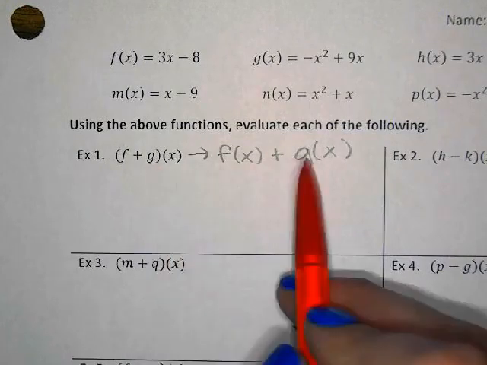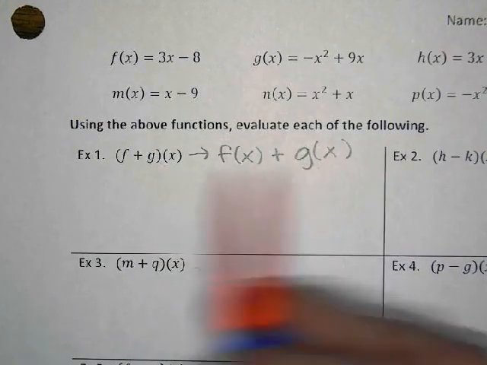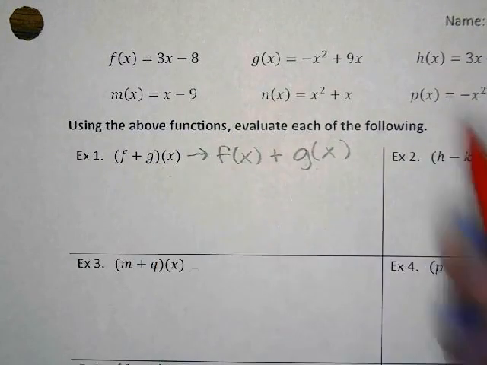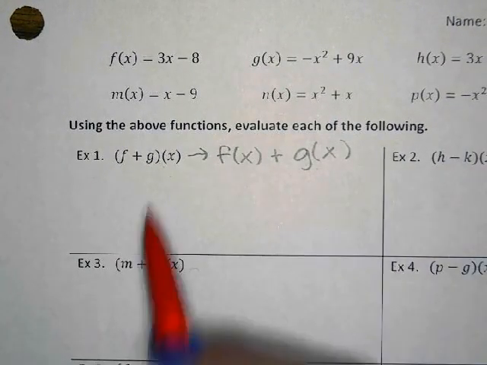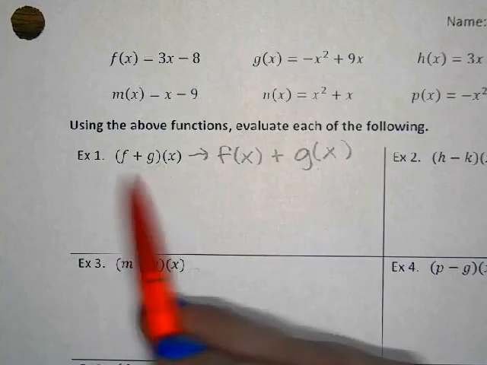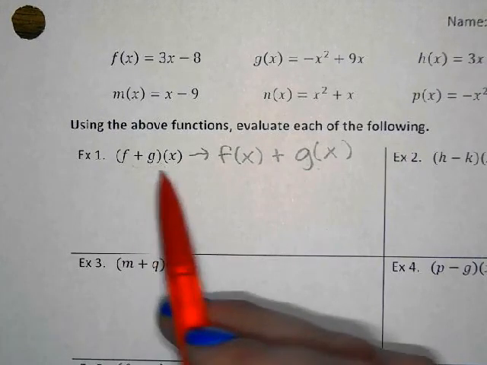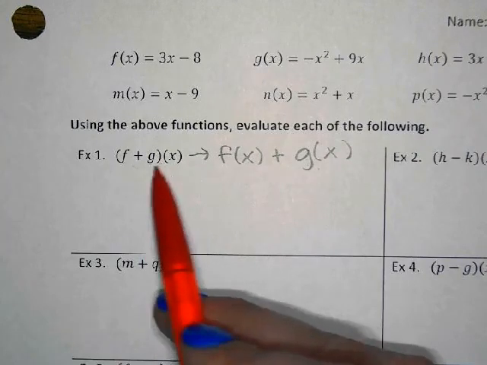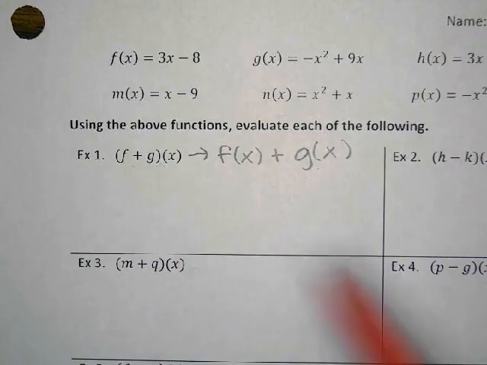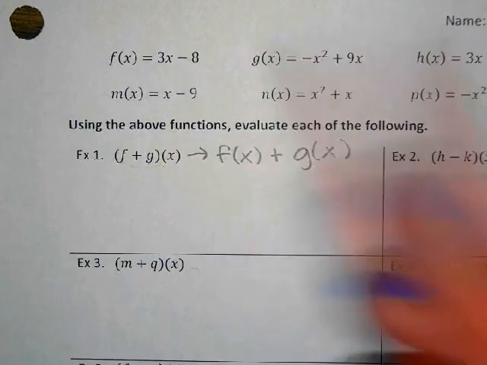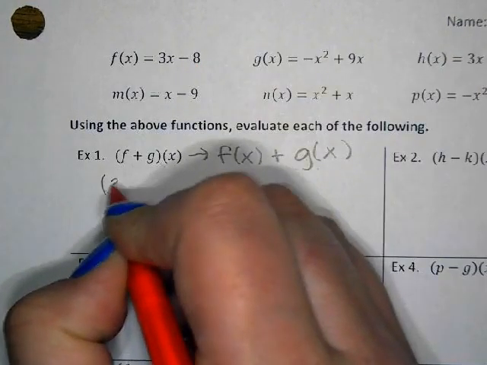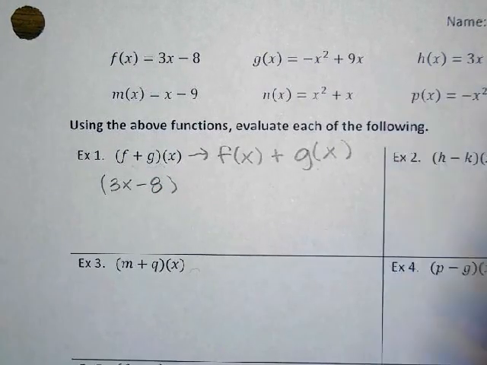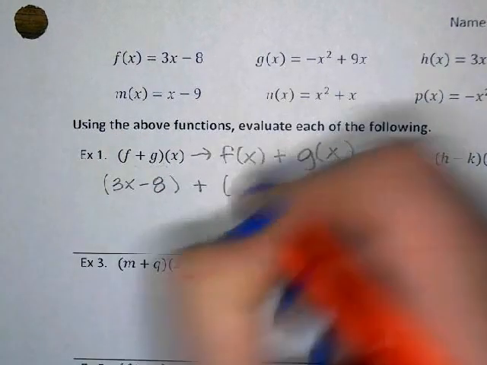So these notations mean the same thing. They're just saying take f of x and g of x and add them together. This is just another way of writing it, okay? So it is not telling you to multiply by x. It's just saying take f of x, take g of x, add them together. So I'm going to write down f of x, 3x minus 8. I'm going to write down g of x, negative x squared plus 9x.